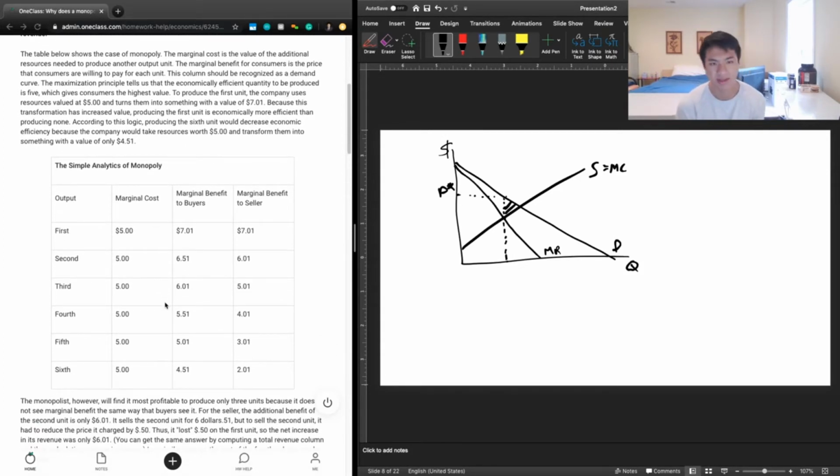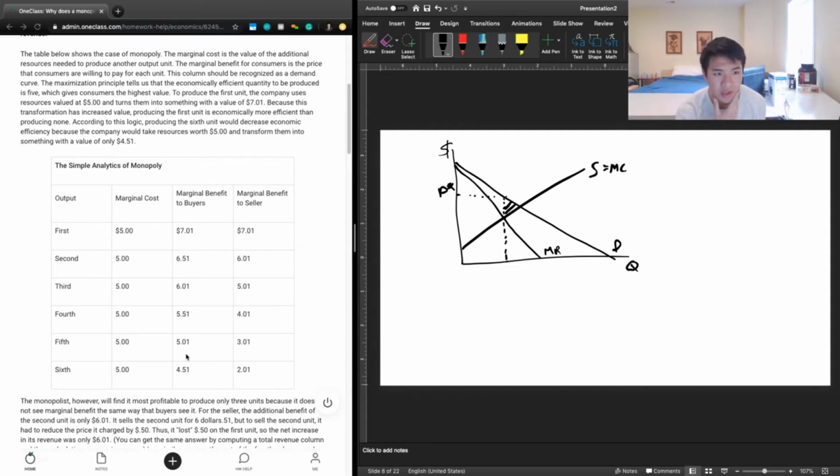So they said, the table below shows the case of a monopoly. MC is the value of the additional resources needed to produce another unit of output. The marginal benefit for consumers is the price that consumers are willing to pay. This column should be recognized as the demand curve. The maximization principle tells us that the economically efficient quantity to produce is 5, which gives consumers the highest value, and that's because 5 and 5 are equal to each other here. Marginal cost is equal to marginal benefit to consumers.